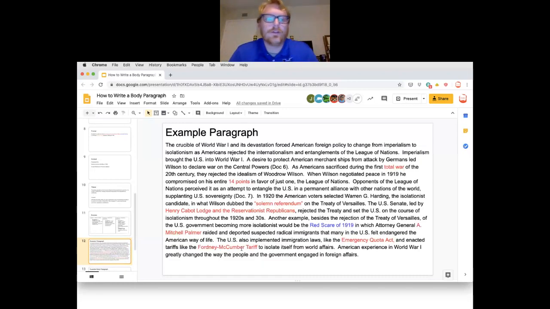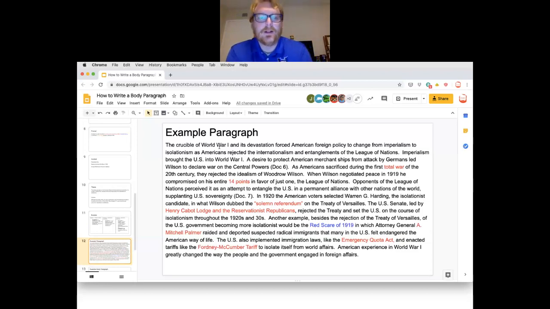So then I give you the example paragraph. All right, if my paragraph is about World War I: the crucible of World War I and its devastation forced American foreign policy to change from imperialism to isolationism as Americans rejected the internationalism and entanglements of the League of Nations. That's what I'm setting out to prove here. All right, setting out to prove that World War I led to this change into more isolationism because of how Americans reacted to the League of Nations.